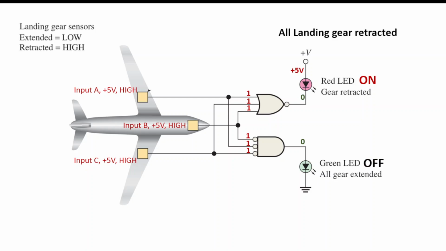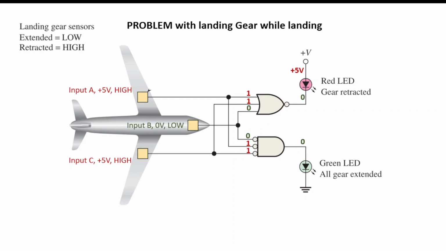So an interesting application. Let's see a problem. A problem with the landing gear while landing. Two of them are retracted, but the nose landing gear is not. It is low. Or low means extended, my apologies, and retracted means high. So this one is out and those two are still in the fuselage. So that would result in two highs and a low and two highs. Well, what would be the ramifications on our LEDs?